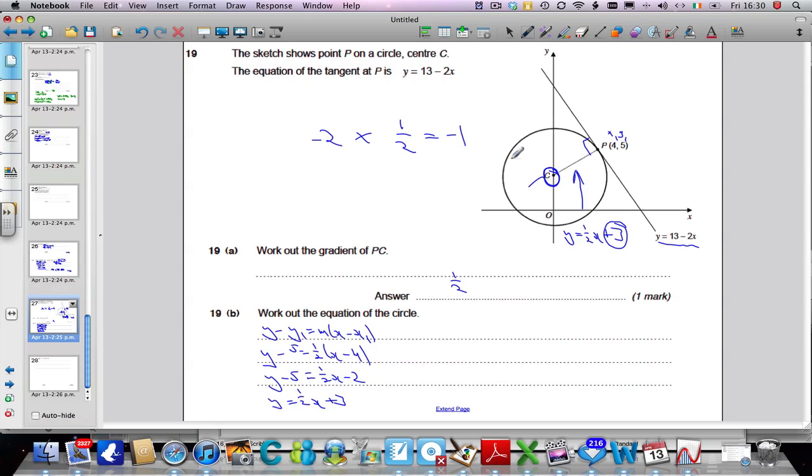So that means the center of the circle is 0, 3. So I know the center. Can I work out the radius? And can I work it out quite quickly? Well, let's have a think about this for a second.